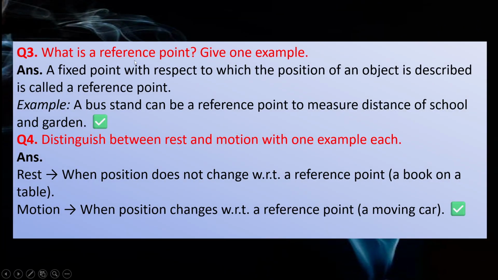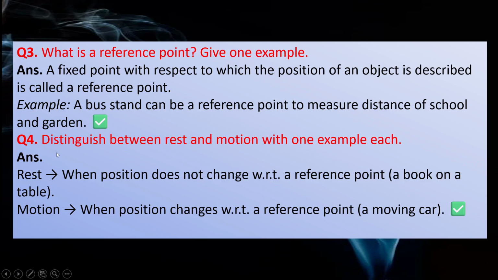Question number 3. What is the reference point? Give one example. Answer: a fixed point with respect to which the position of an object is described is called a reference point. Example: the bus stand can be a reference point to measure the distance of school and garden.